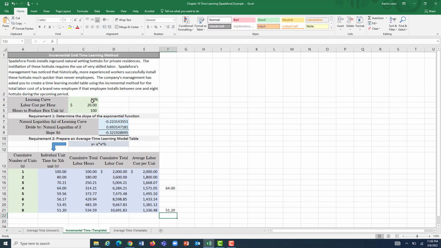So now we have our incremental method time learning table all said and done. If this employee installs any number in here, we'll go with 8 units during the period, he will take almost half the time it took him to put in the first one because he got better. Which means it wouldn't make sense to say, okay, it took 100 hours to put in the first one. We're just going to assume that on average it's always going to take 100 hours, or we're just going to have to spend $2,000 in labor costs per unit.